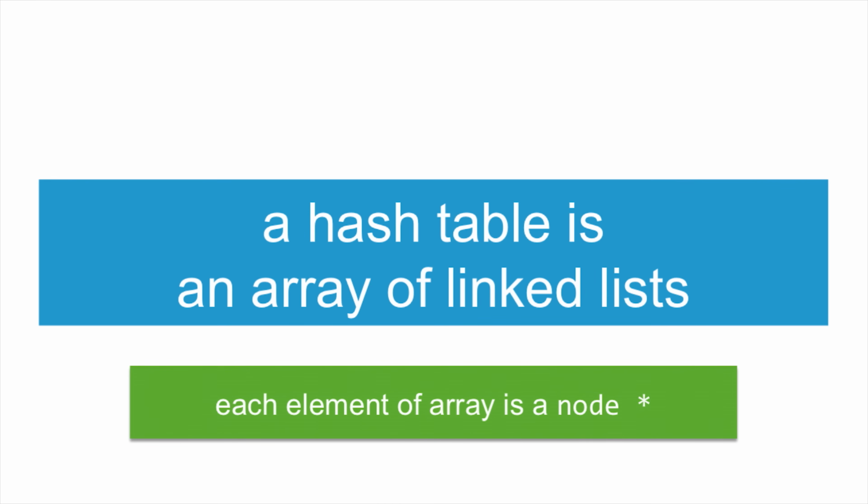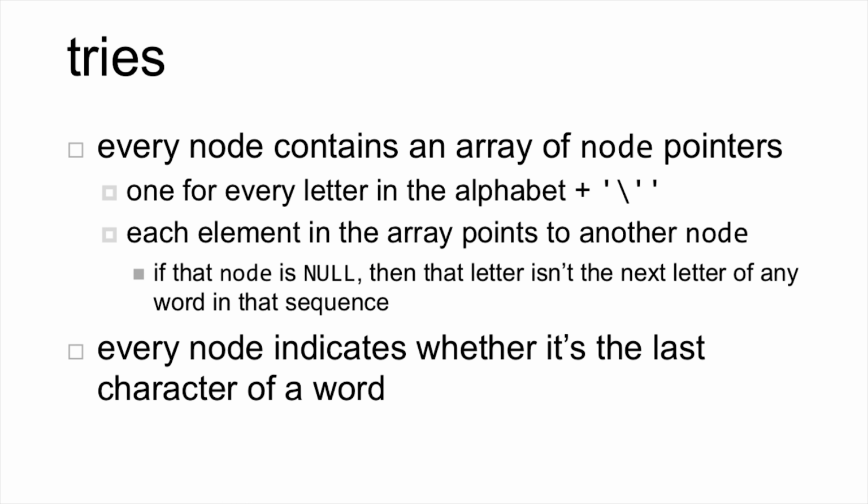Another way to represent the dictionary data structure is with a trie. Now in tries, we're also going to make them up with nodes, but in this case, the nodes are going to be different than the nodes that we used in the hash table. Every node for a trie contains an array of node pointers, one for every single letter in the alphabet and the apostrophe character.